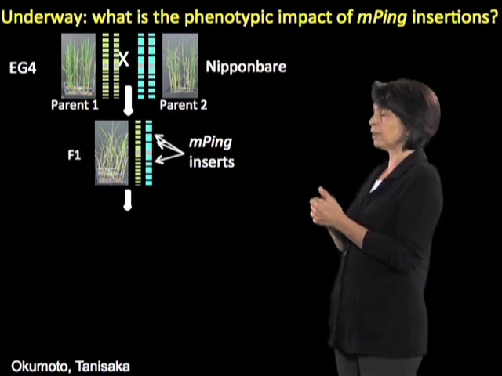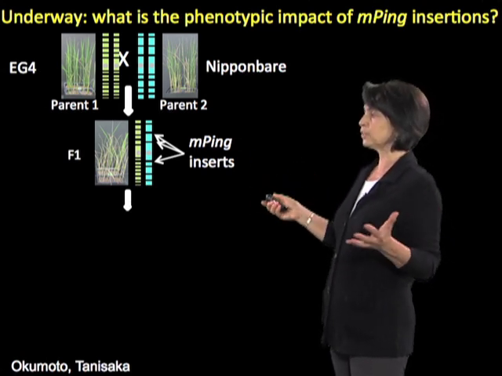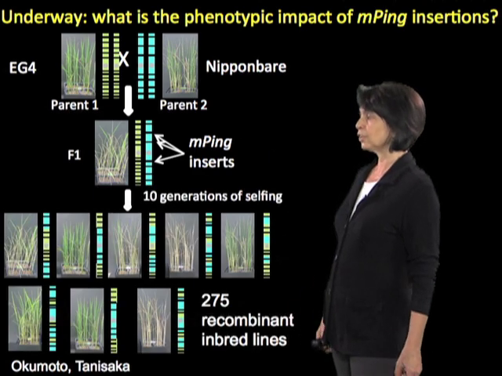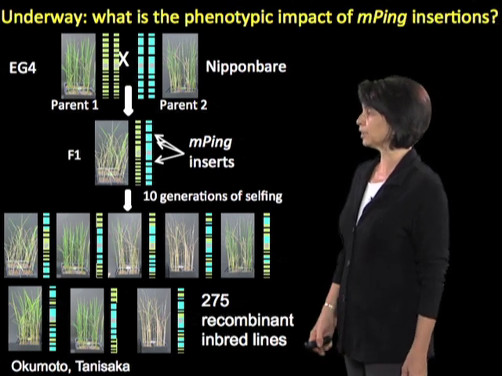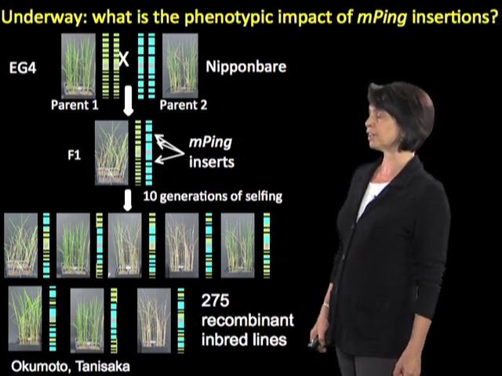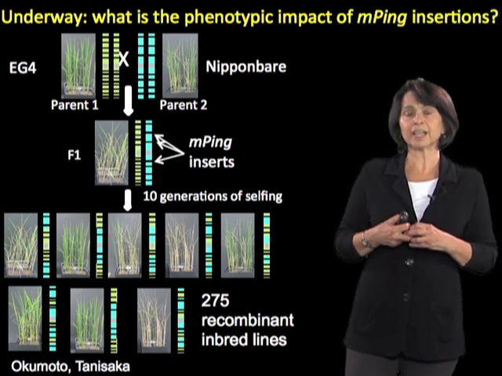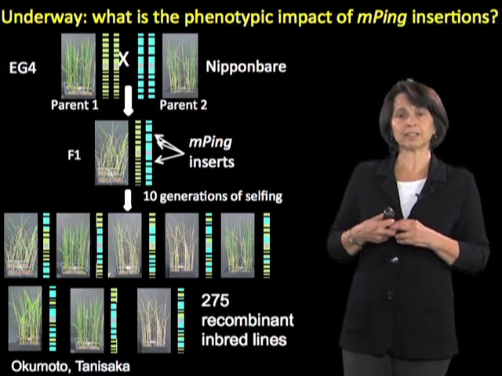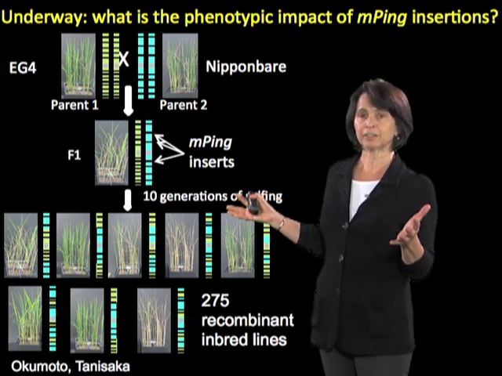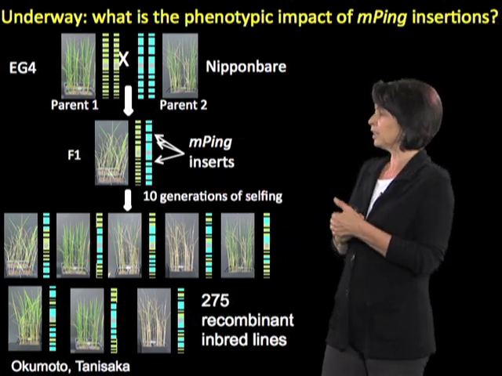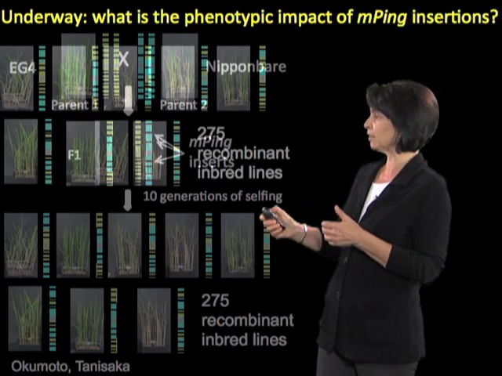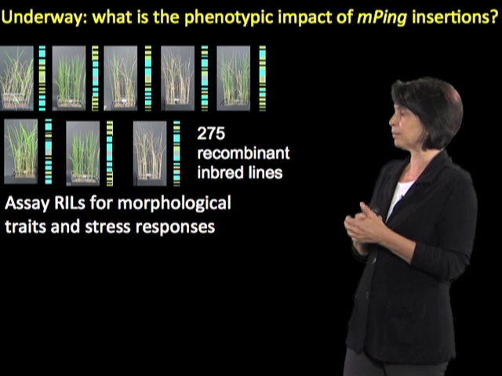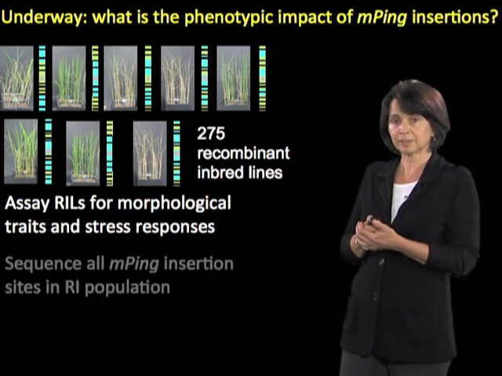We have our F1 progeny, many, many F1s. Those F1s are then self-crossed for 10 generations. So we now have growing in this country 275 recombinant inbred lines. These lines have mosaic chromosomes that are derived from EG4 or Nippon-Bari, and they are displaying different traits. So we're phenotyping them now, and I'll talk about that in a second. So the question really, and I think on the next slide I go into more here. So we're looking at these recombinant inbred lines. We're assaying RILs, recombinant inbred lines, for morphological traits and stress responses.